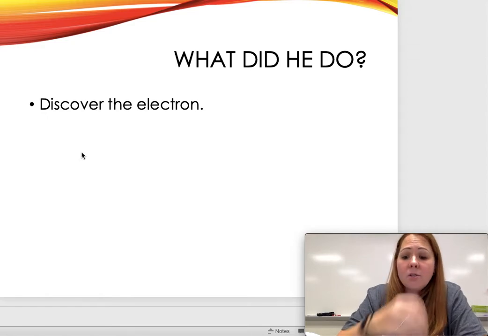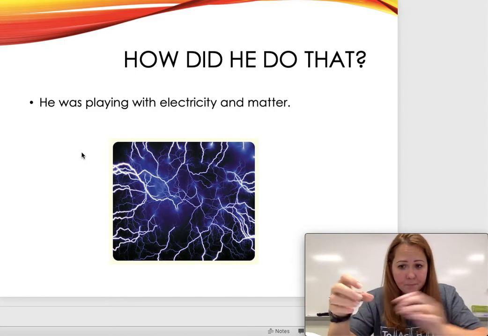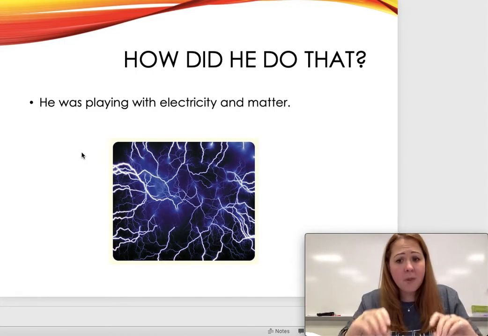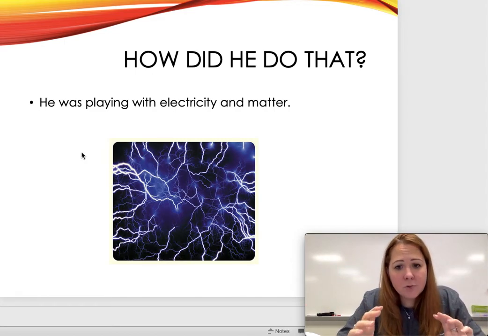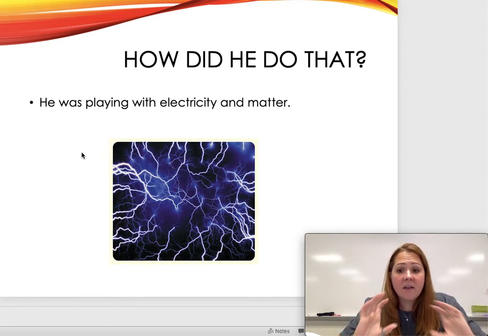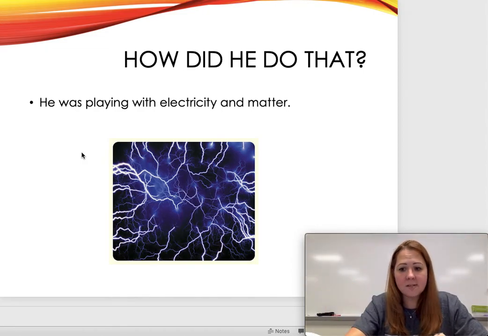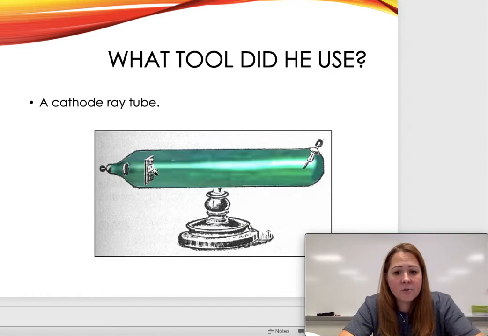But he was using this cathode ray tube, and he was electrocuting the vacuum chamber. And as he was electrocuting the vacuum chamber, he had a phosphorescent strip in there, and that phosphorescent strip kept creating this line that goes across it. And the line that goes across it, you can see it right here.